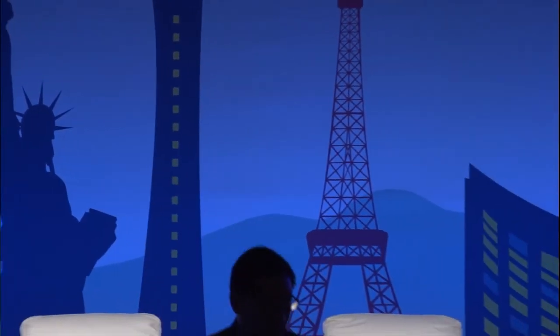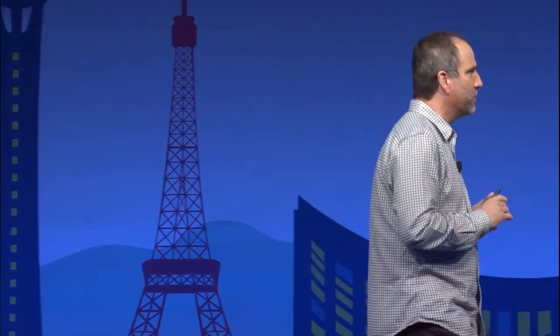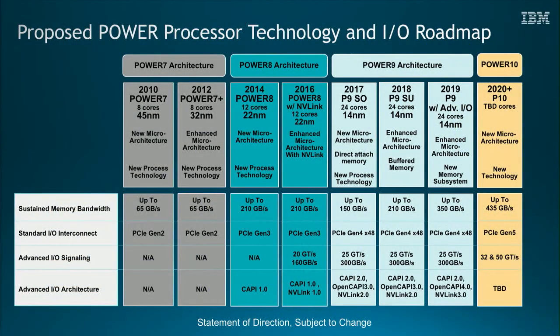Okay, so throw the last chart up there. You can't do an OpenPOWER meeting if we don't at least throw the roadmap up. Actually, this roadmap chart doesn't look that different from the last one, which is always a good thing. We have a lot of consistency in the roadmap.